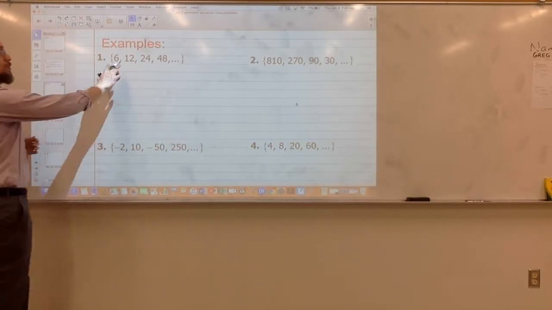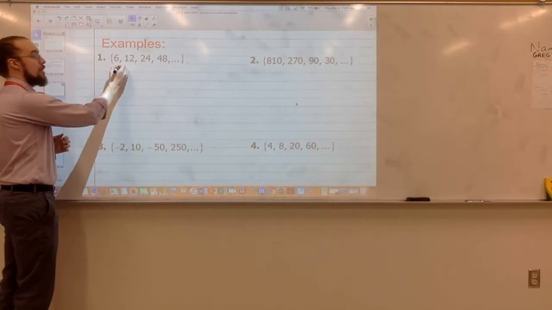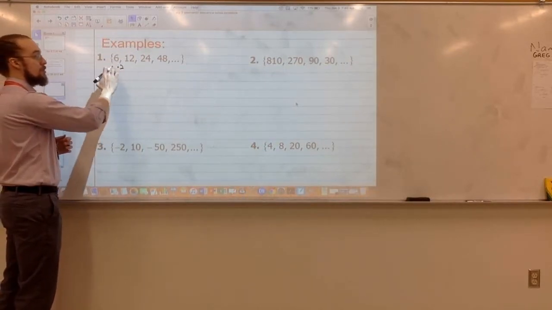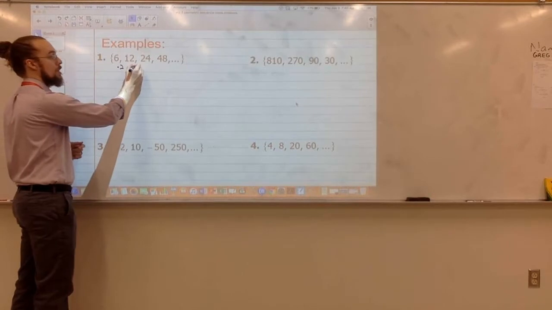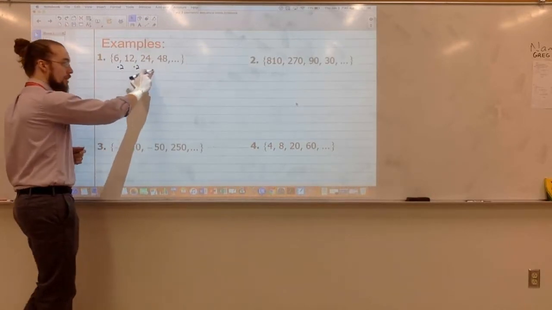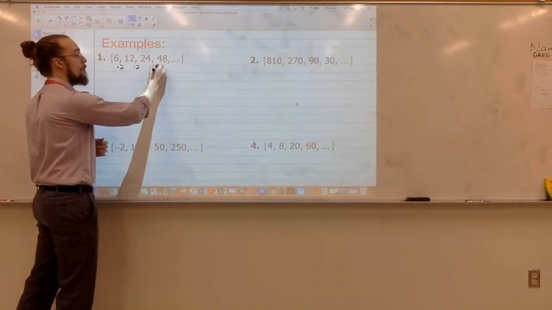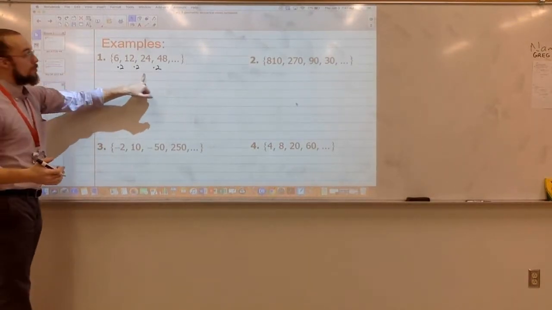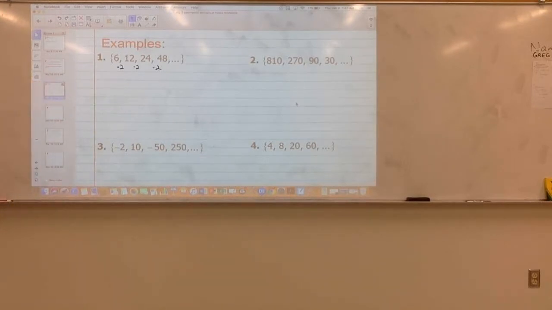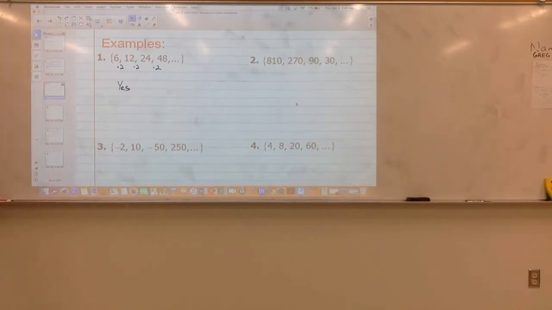So what's 12 divided by 6? 2. So to get from 6 to 12, I'm multiplying by 2. What's 24 divided by 12? 2. So I'm multiplying by 2. What's 48 divided by 24? 2. So I'm multiplying by 2 to get the next term. Since that common ratio is constant, I'm multiplying by the same number every time, yes, this is a geometric sequence.